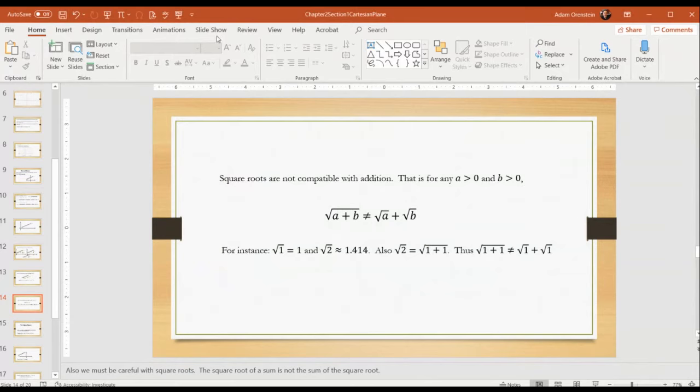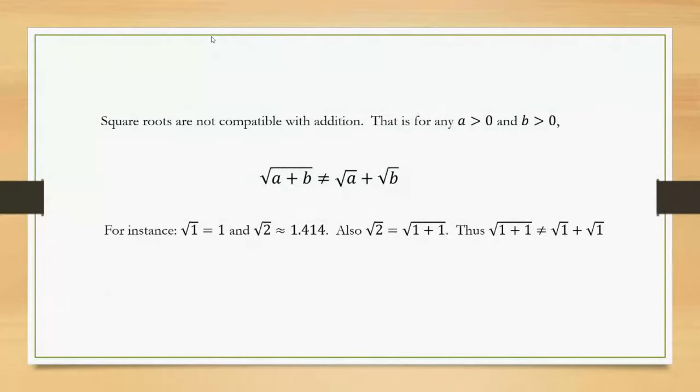All right. Next slide here is kind of a precaution or a warning. Square roots are not compatible with addition. In other words, I know it's tempting to write the square root of the sum as the sum of the square roots. Don't do that. They're not equal in general. In fact, I think the only time they could be equal is if A is 0 or B is 0. But if A and B are positive, then they're not going to equal each other. I probably made that mistake when I was an undergrad, or even in high school. I don't remember. But the square root of a sum is not the sum of the square roots.